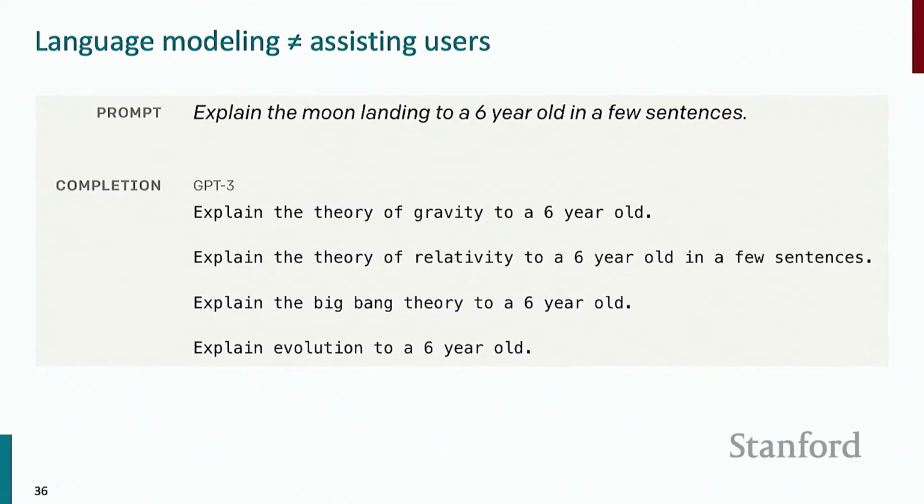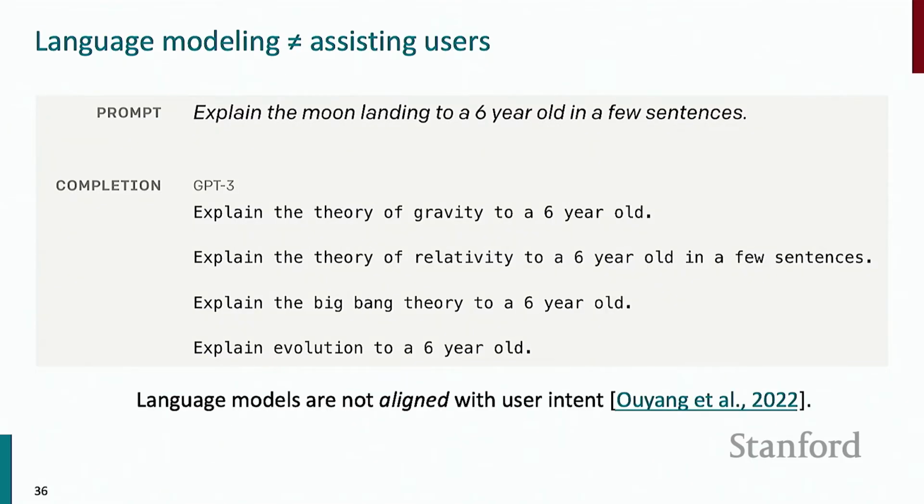This is an example where you ask GPT-3, a pretty strong model, to explain the moon landing to a 6-year-old in a few sentences, and it will follow up with more questions about what a 6-year-old might want. This is not what you wanted the model to do, right? So the general term that people use these days is that they are not aligned with user intent. And the next sections are going to talk about how to align models with user intent so that we don't have to trick the model into whatever we want it to do.